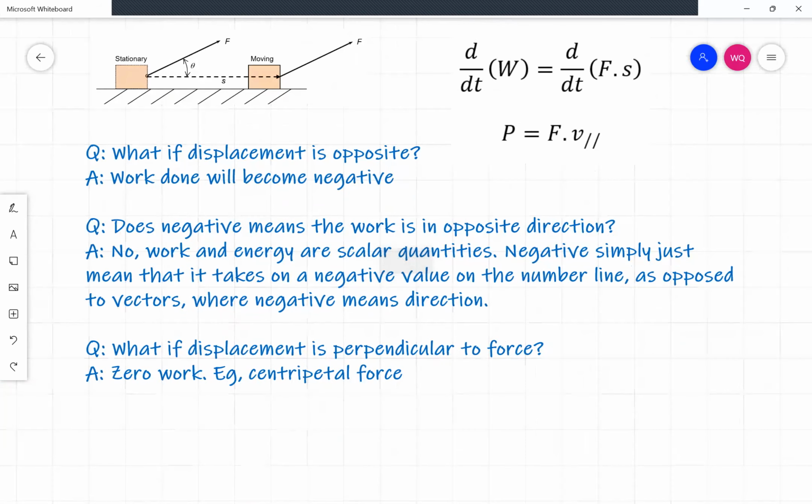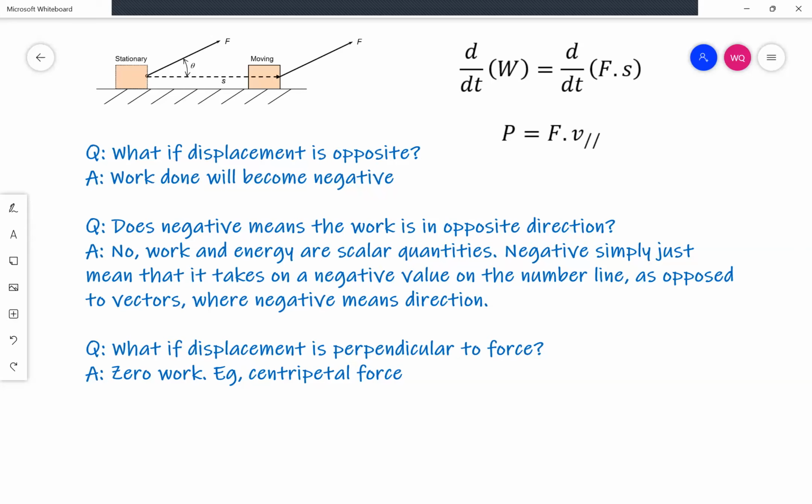What if the displacement is in the opposite direction? What will happen to the work? I have given the answers here. So work done will be negative. Next question is, does negative mean that the work is in the opposite direction? The answer is no. Work and energy are all scalar quantities. Scalar quantities have no property which is called direction.